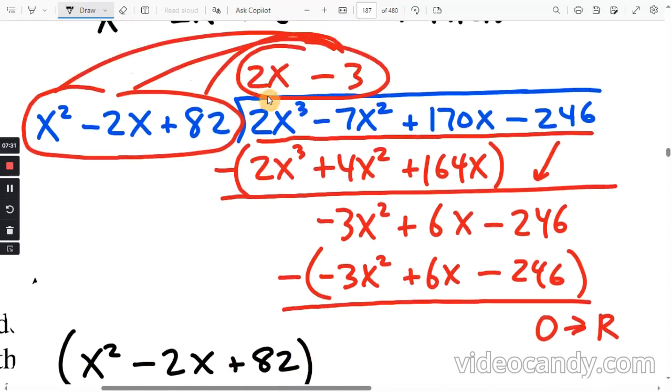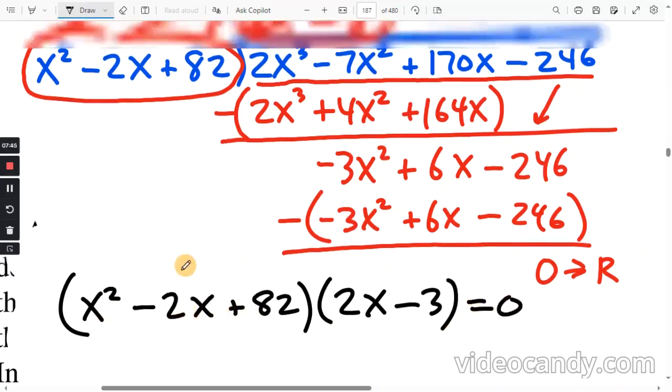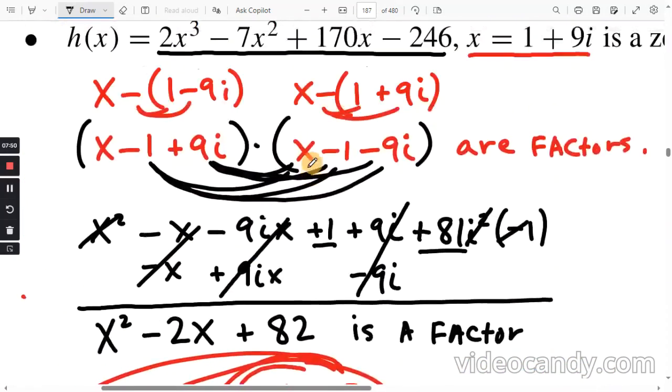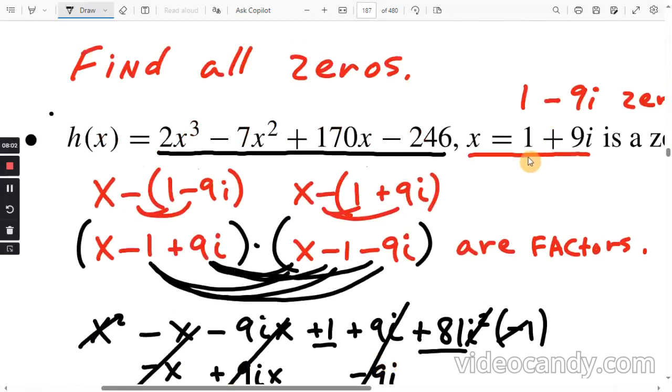And that's going to be times 2x minus 3. Now, we already found that we set it equal to 0. We already found the zeros for this part right here. This was from the beginning. All right, x squared minus 2x plus 82. That came from the two factors that were given. When we multiplied this out, that's what we got. So we already got the zeros for this one. That was 1 plus 9i and 1 minus 9i.